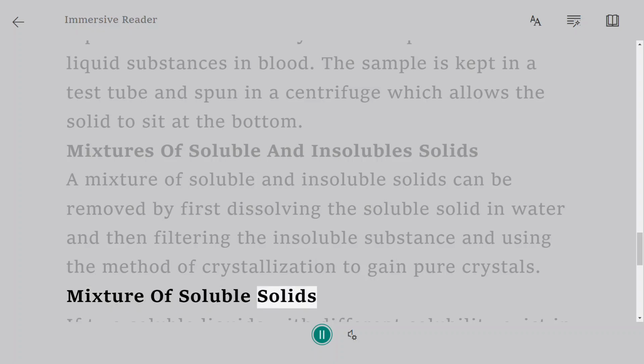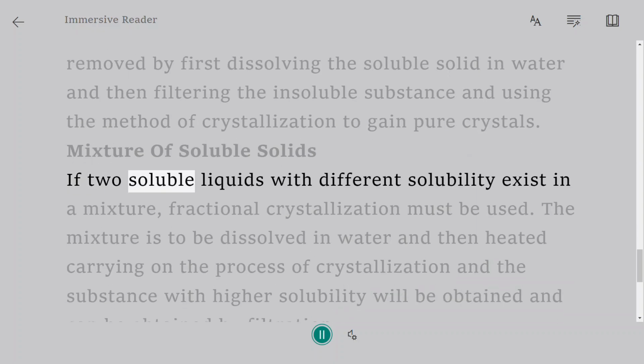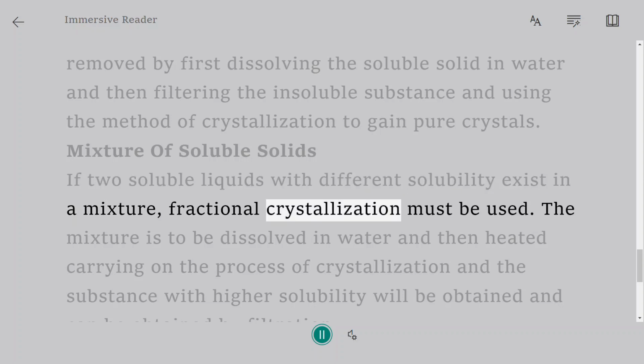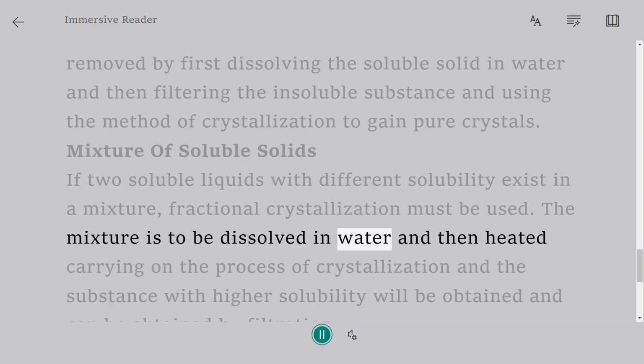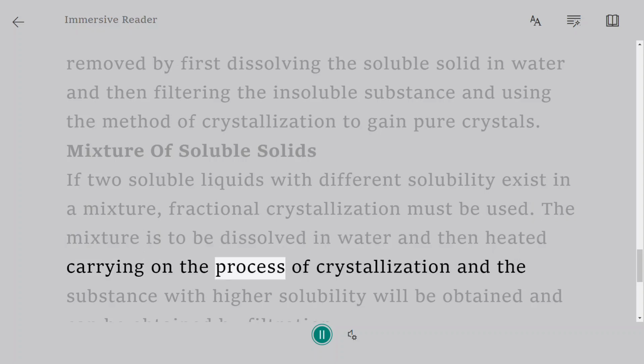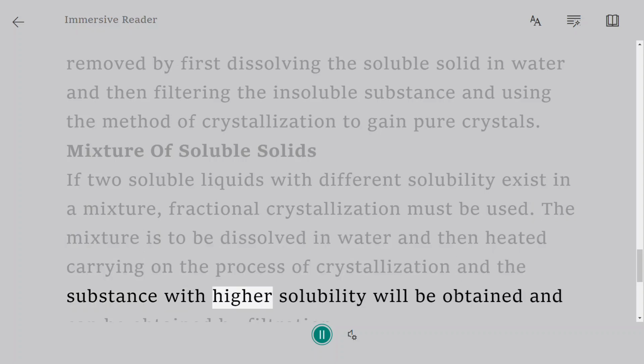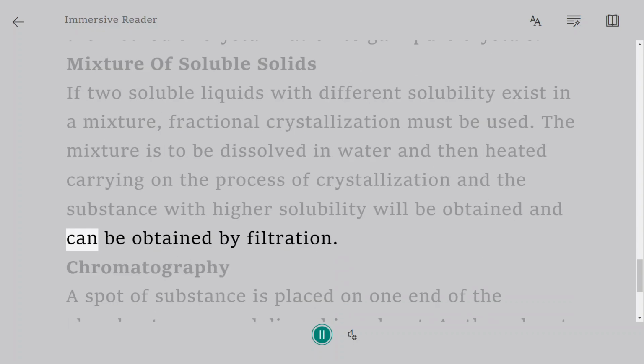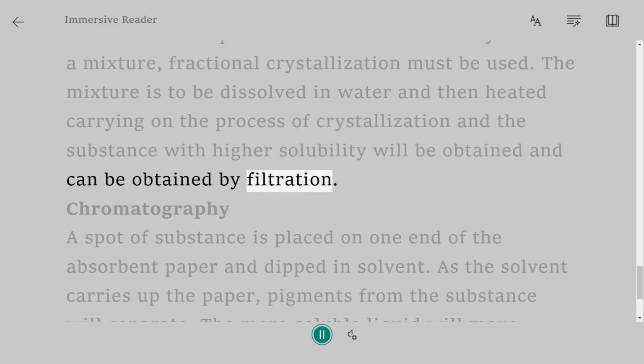Mixture of soluble solids. If two soluble solids with different solubility exist in a mixture, fractional crystallization must be used. The mixture is dissolved in water and then heated, carrying on the process of crystallization, and the substance with higher solubility will be obtained and can be obtained by filtration.